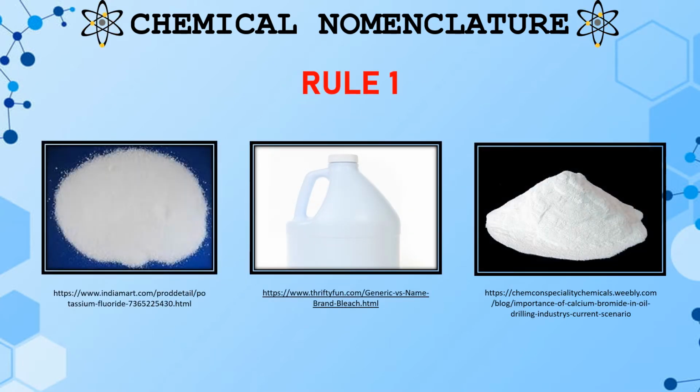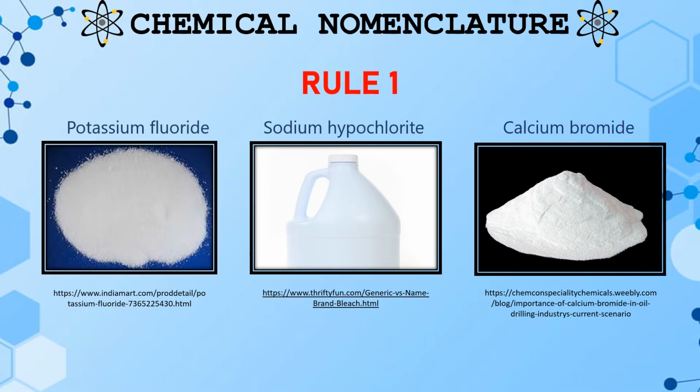Other examples of ionic compounds are potassium fluoride, calcium bromide, and sodium hypochlorite. In each case, the metal is first and the nonmetal is second. In other words, the cation is first and the anion is second.